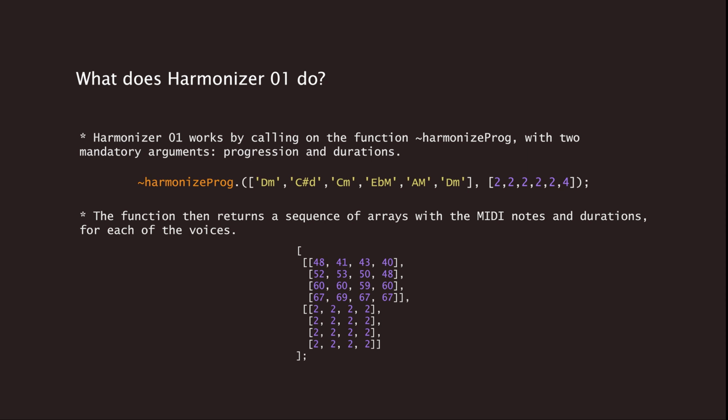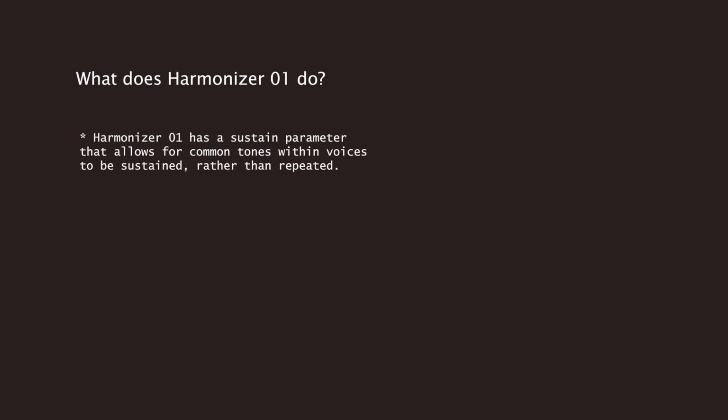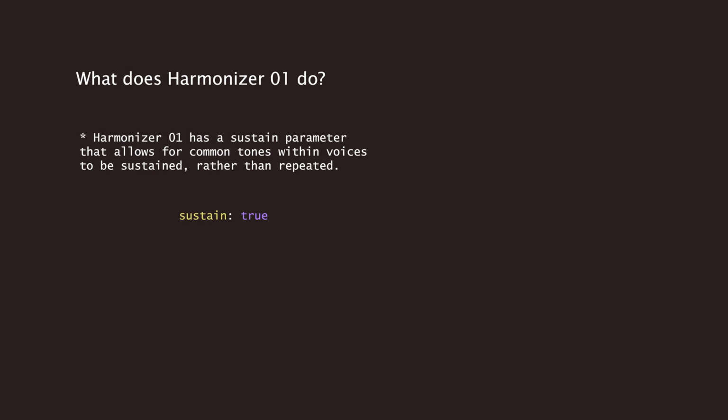each of the voices. Harmonizer 01 has also a sustain parameter that allows for common tones to be sustained rather than repeated. This is done by removing succeeding MIDI note duplicates within each voice while adding the corresponding durations. So by setting sustain to true we get... Now let's try changing the sustain parameter to false.